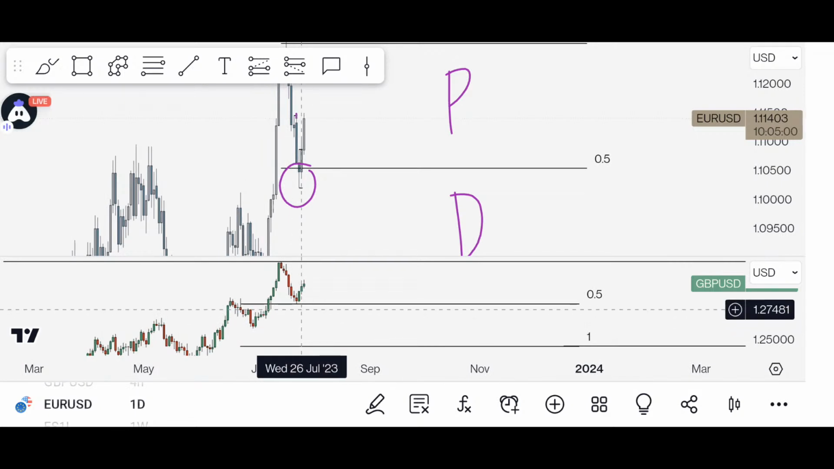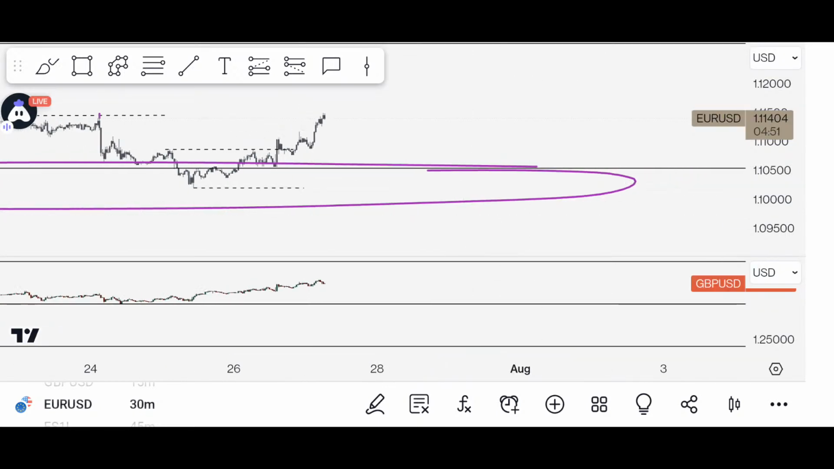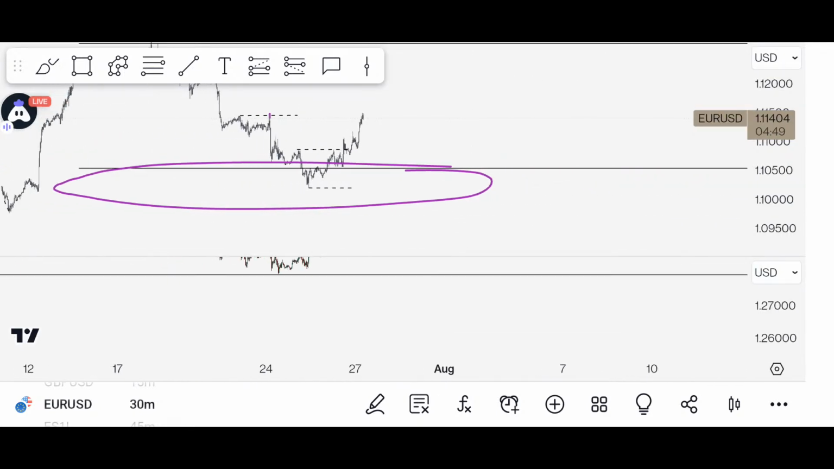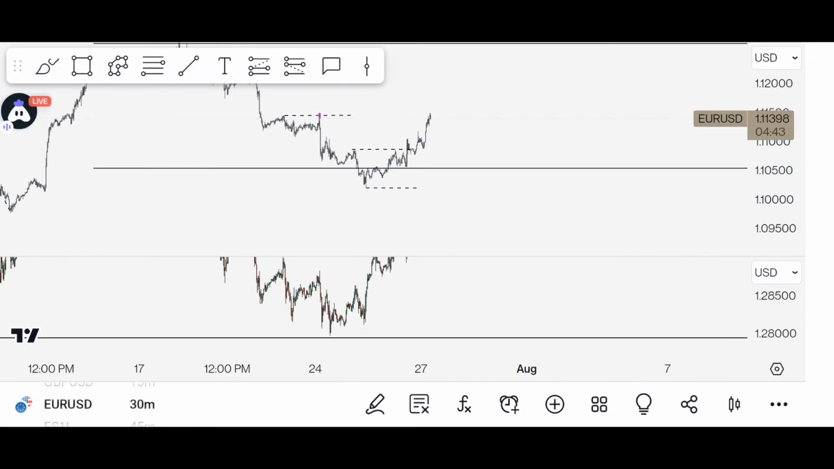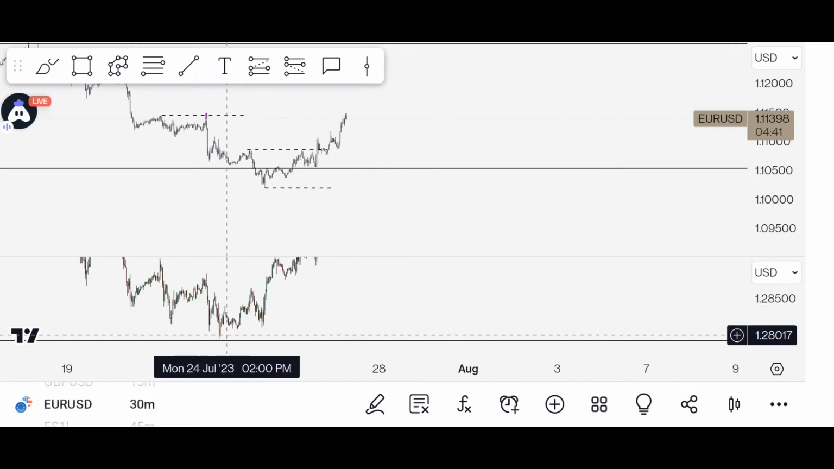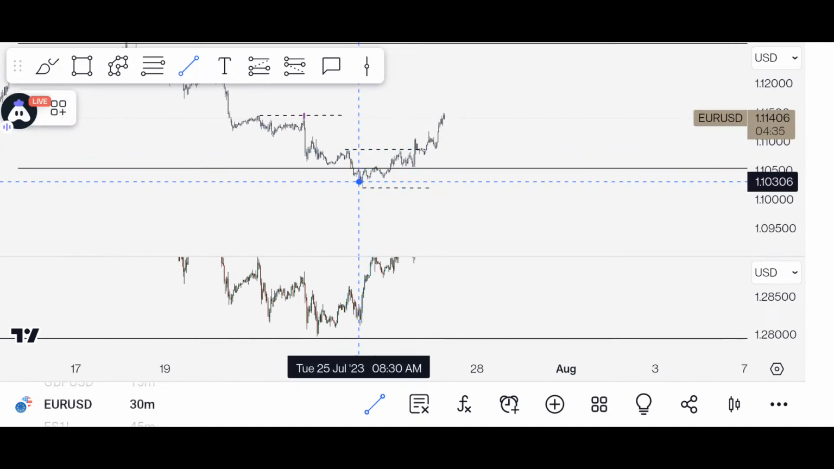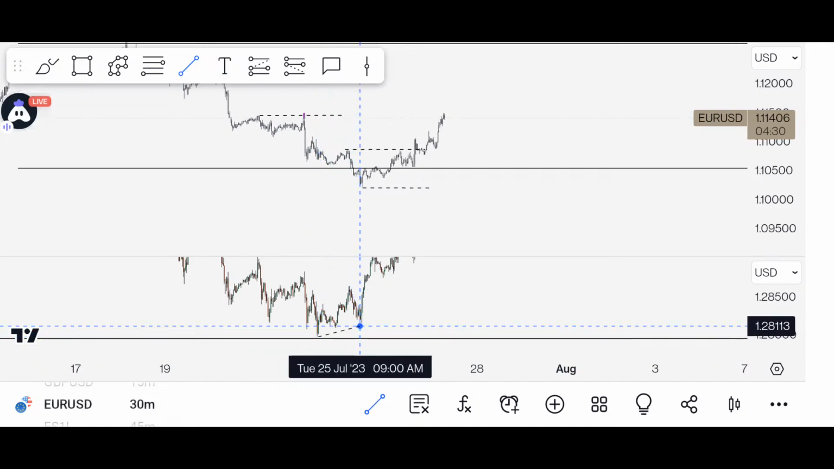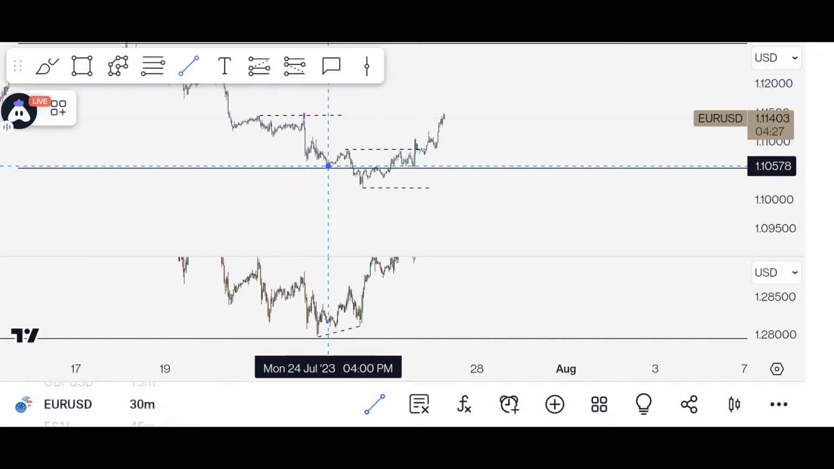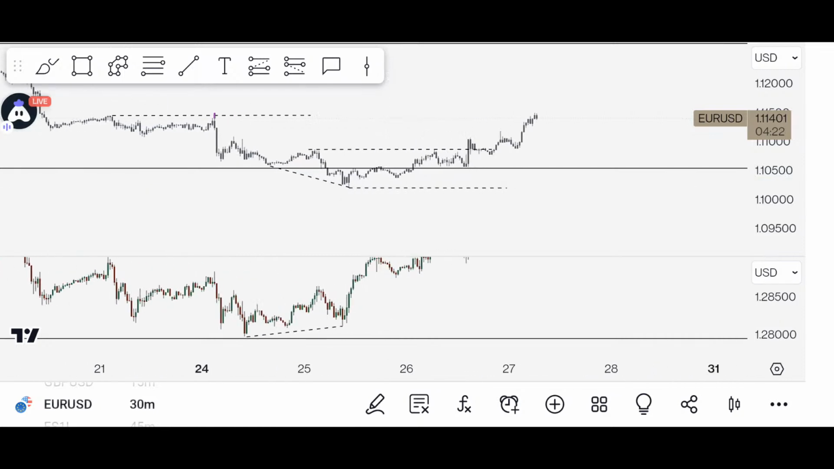Okay, and also there were SMT divergences on smaller time frames. Let me show you. We will shift to smaller time frames like 30 minutes. You can see that this was the bottom. Now GBP didn't sweep this low and euro swept it. Okay, and also it entered into this discount and then it went up.